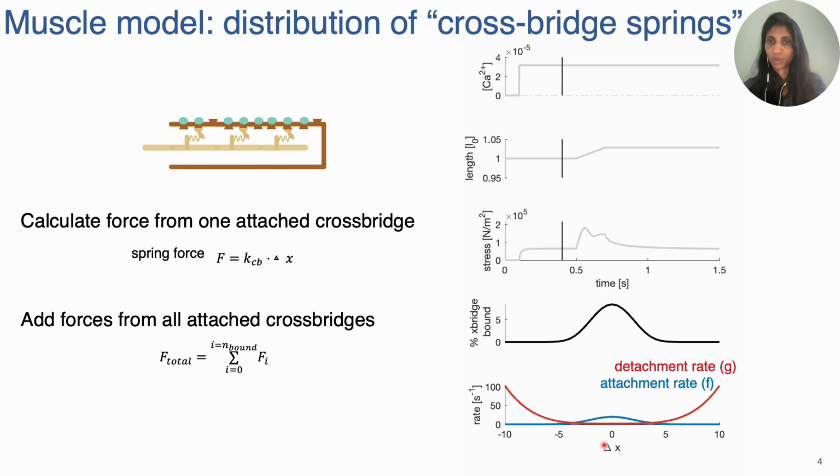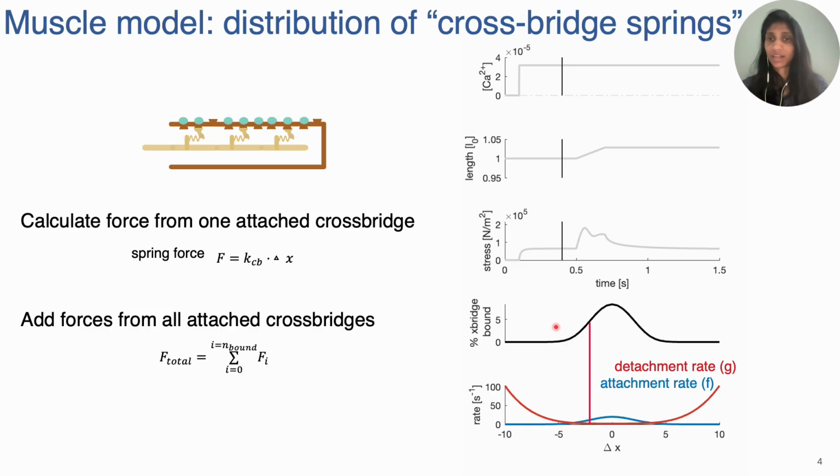Now the shape of this distribution is a direct consequence of this bottom row, which consists of the rate functions that you saw earlier. They've just been collapsed onto a single plot. And you can see how at delta x of 0, we have the highest attachment rate in blue and the least detachment rate in red, which means that at steady state, most of our cross bridges would like to be attached at this length, and that's what gives us the shape of this curve.